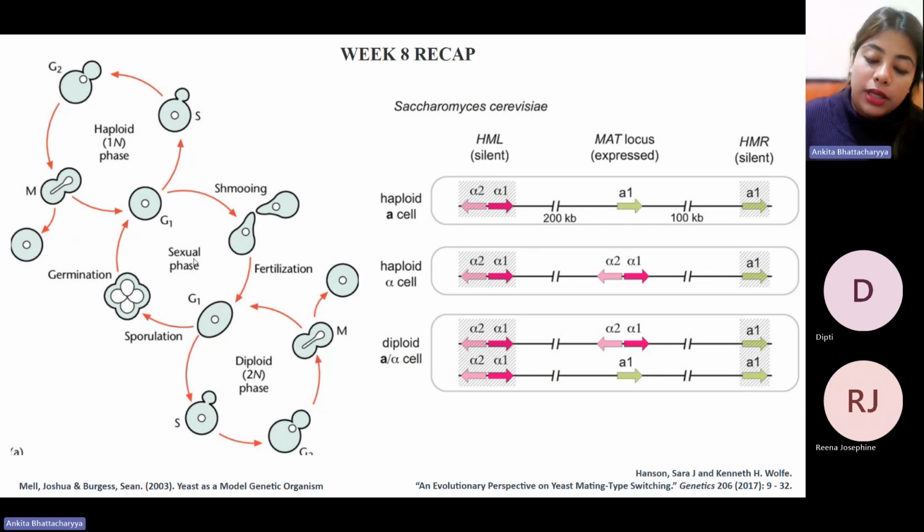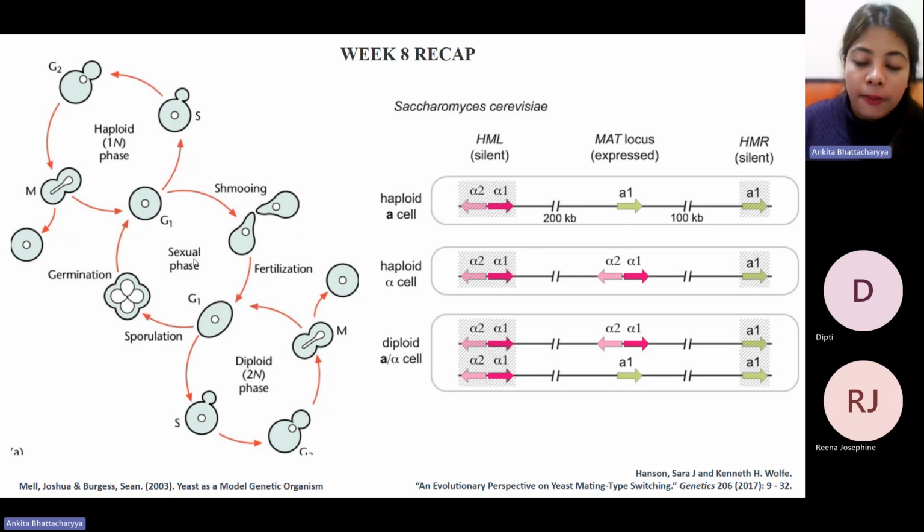On the other hand, the region in the center, which is known as the MAT locus, is the mating type or mating phenotype determinant. That is the region that gets transcribed and translated, and therefore it is expressed. It is at the center. Within the HML locus, we can see that there are two genes, alpha 1 and alpha 2, which determine the alpha type of cell. And there is the HMR, which has A1, which determines the A condition.